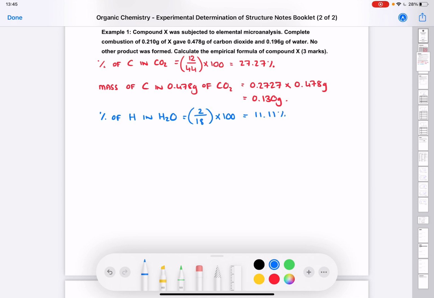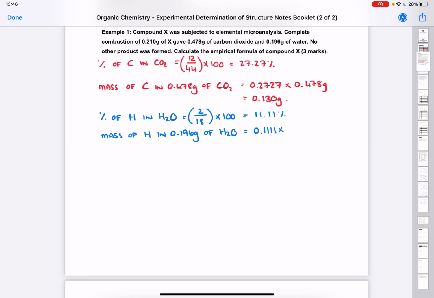So I'll round that to 11.11%. What we are now going to do is work out the mass of the hydrogen in 0.196 grams of H2O. So that's going to be, now I'll turn that 11.11% into a decimal, so that's 0.1111, and we're going to multiply by that mass of water, 0.196 grams. Which gives me 0.0217, so I'll round that to 0.022.